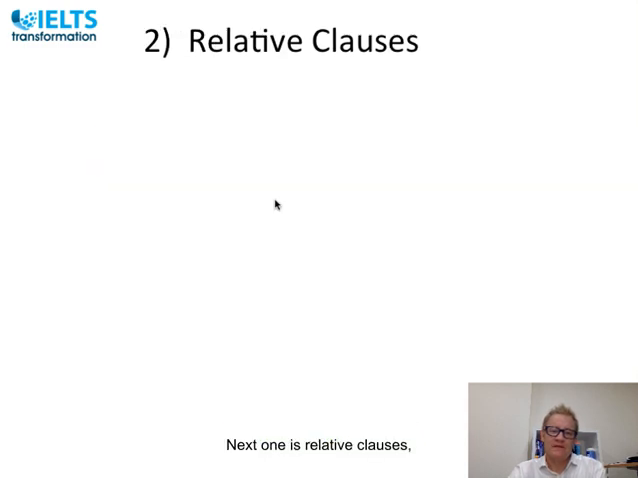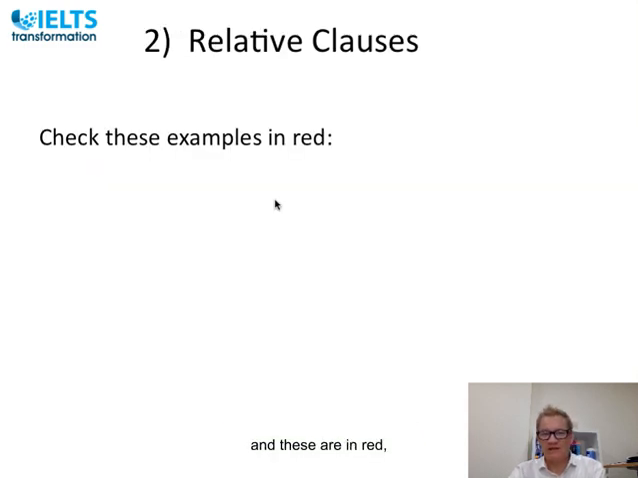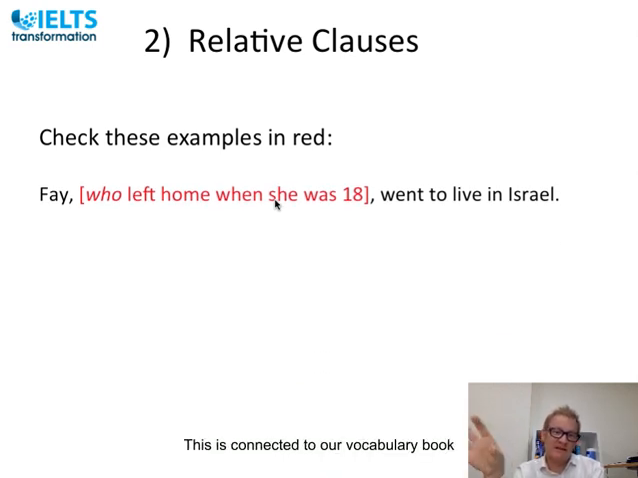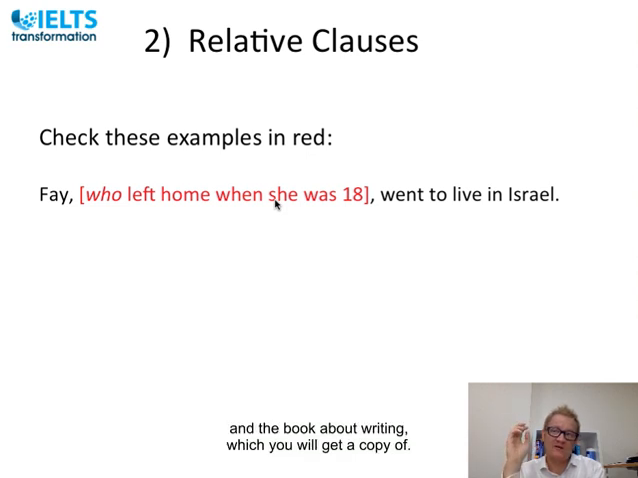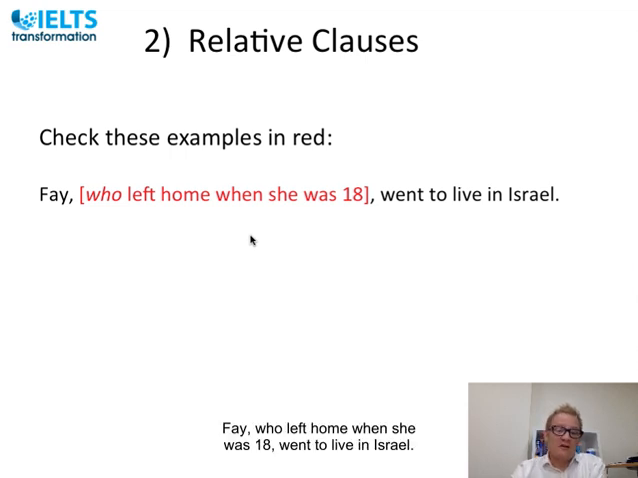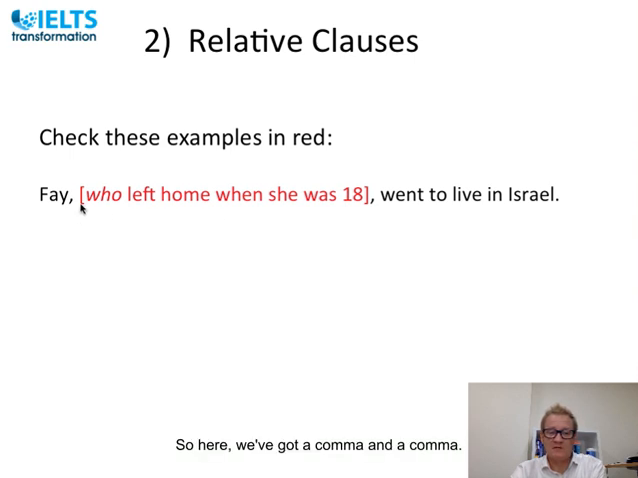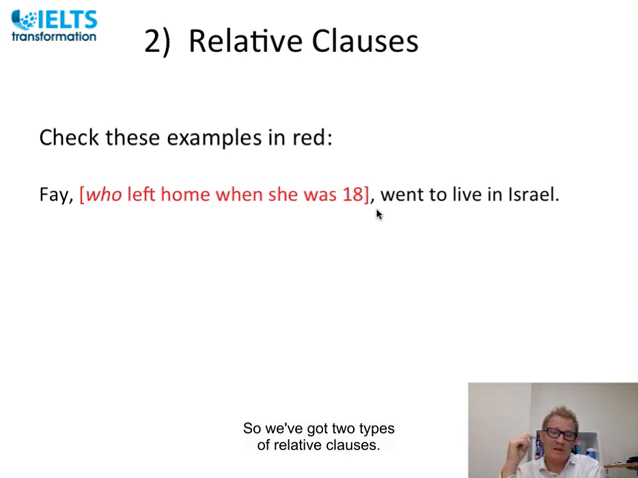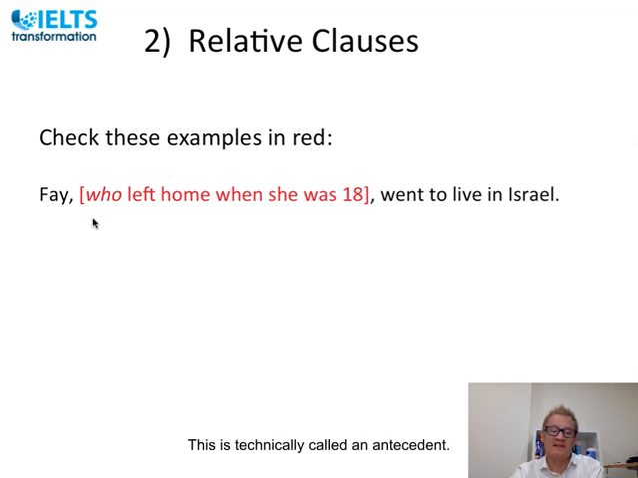Okay. Next one is relative clauses. These are in red. Noun clauses in green. This is connected to our vocabulary book and our book about writing, which you will get a copy of. Faye, who left home when she was 18, went to live in Israel. So here we've got a comma and a comma. So we've got two types of relative clauses. A defining relative clause, in which the information, the relative clause, is essential to understand the sentence. And like this one, a non-defining relative clause, which gives more information about the noun, Faye. This is technically called the antecedent.